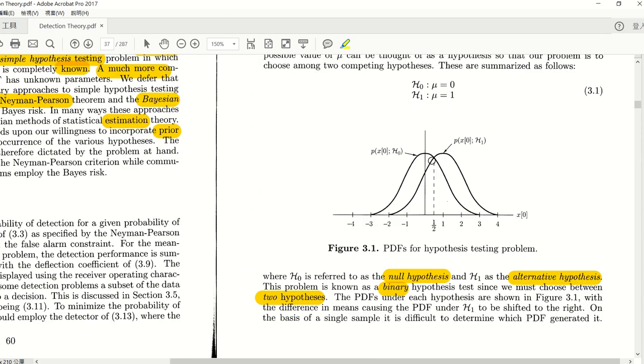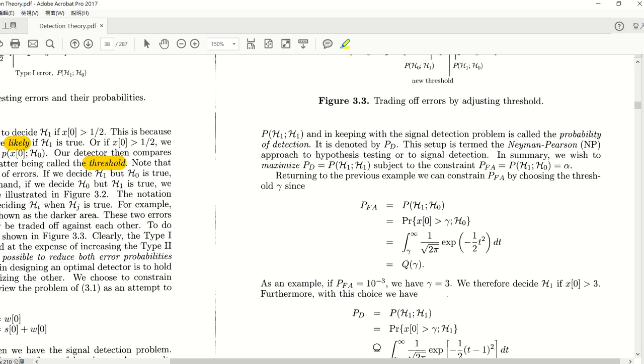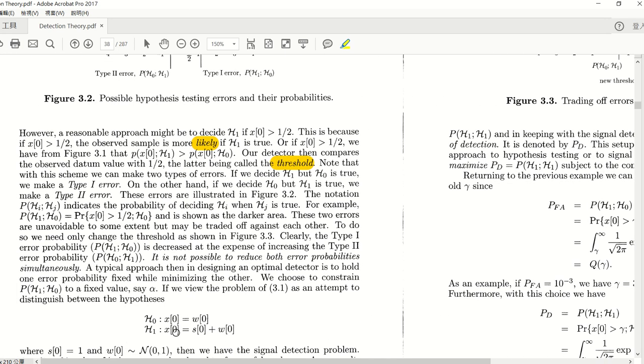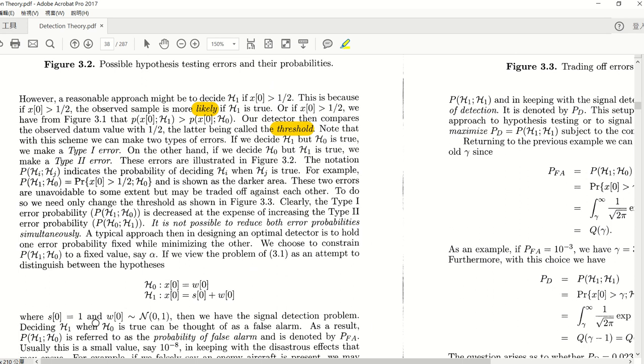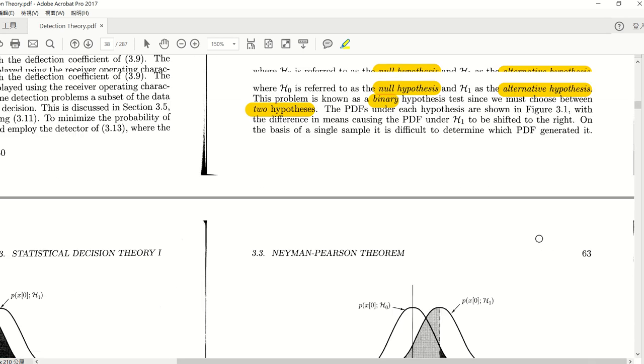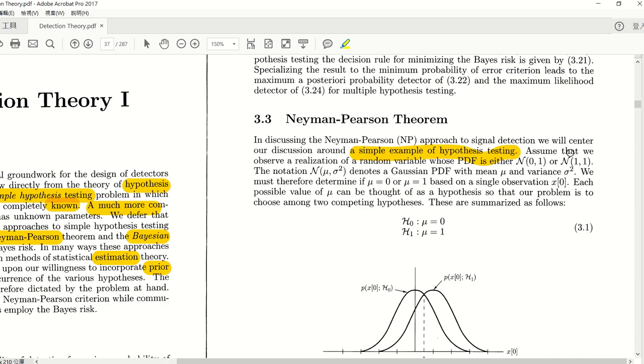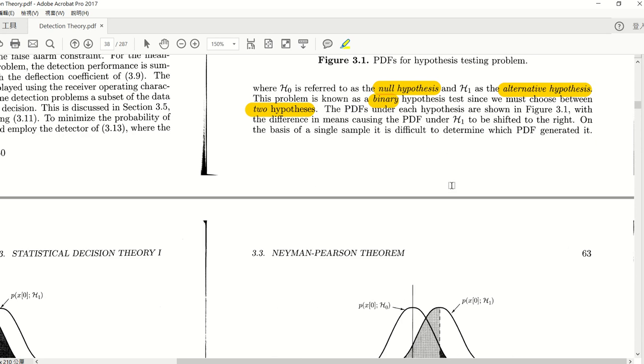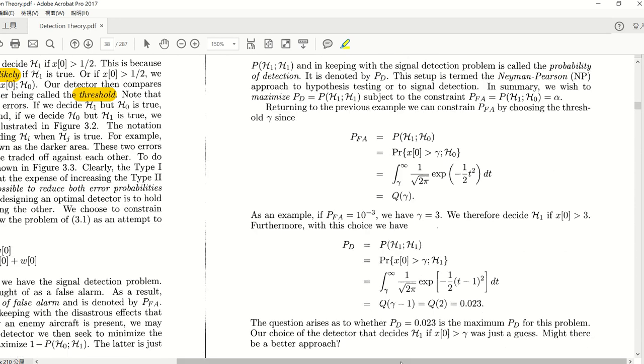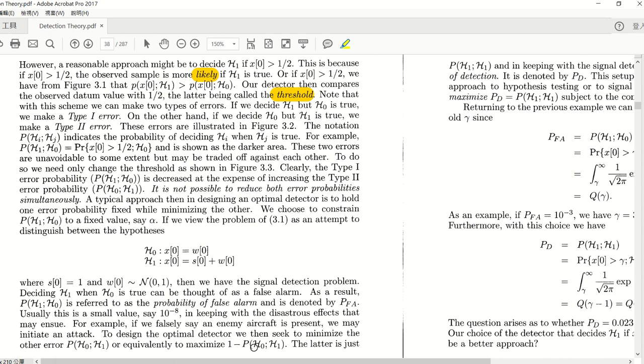The next one: W is distributed here. If you put a 1 here, you get a distribution with mean equal to 1. That is identical to the distribution we talked about here. So I think that is consistent, and it explains what happens in the beginning of the chapter. This is the signal model.